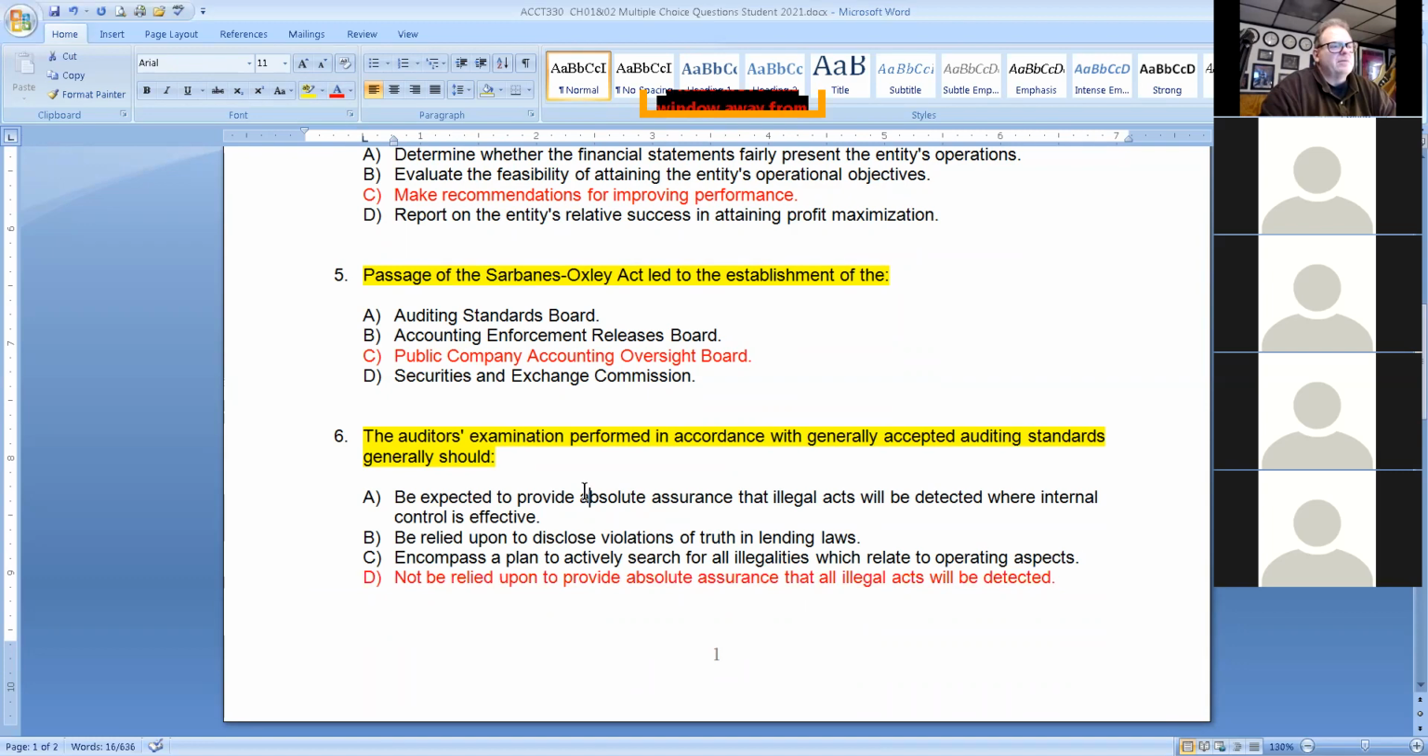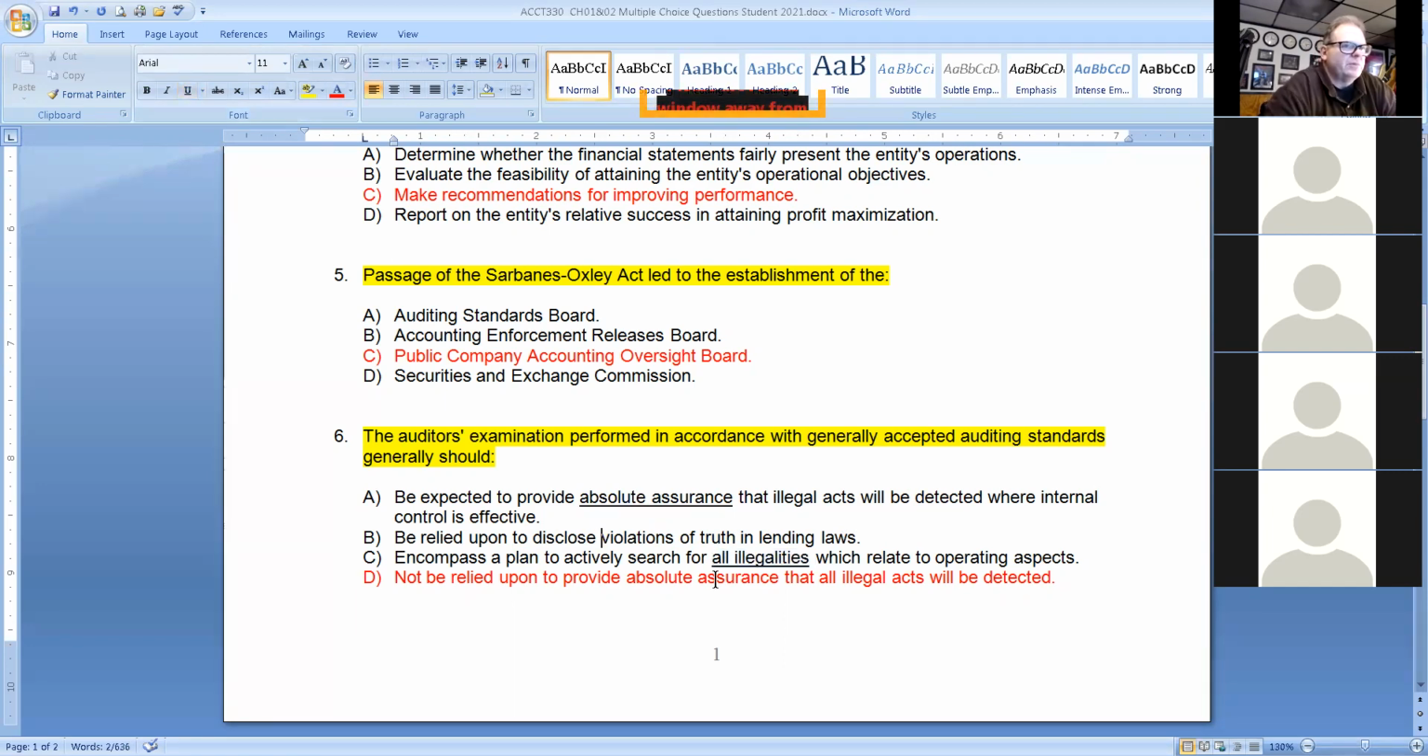Yeah, we don't provide absolute assurance ever. It can't be relied upon to disclose violations of truth in lending laws. That's not really what we're doing. That's usually a different type of audit, say a compliance audit or something like that. We don't look for all illegalities.